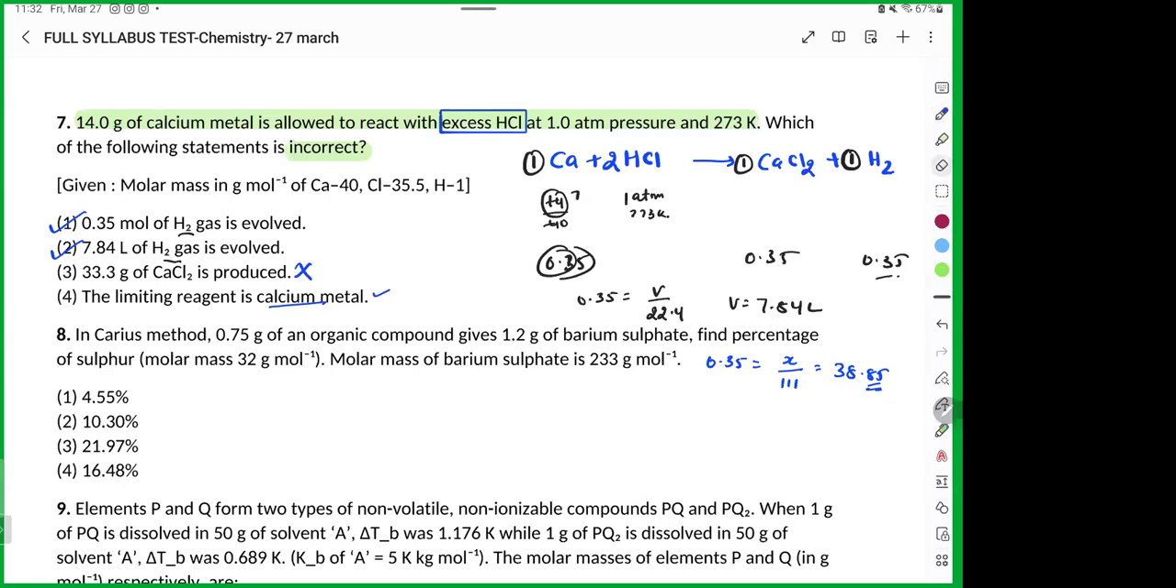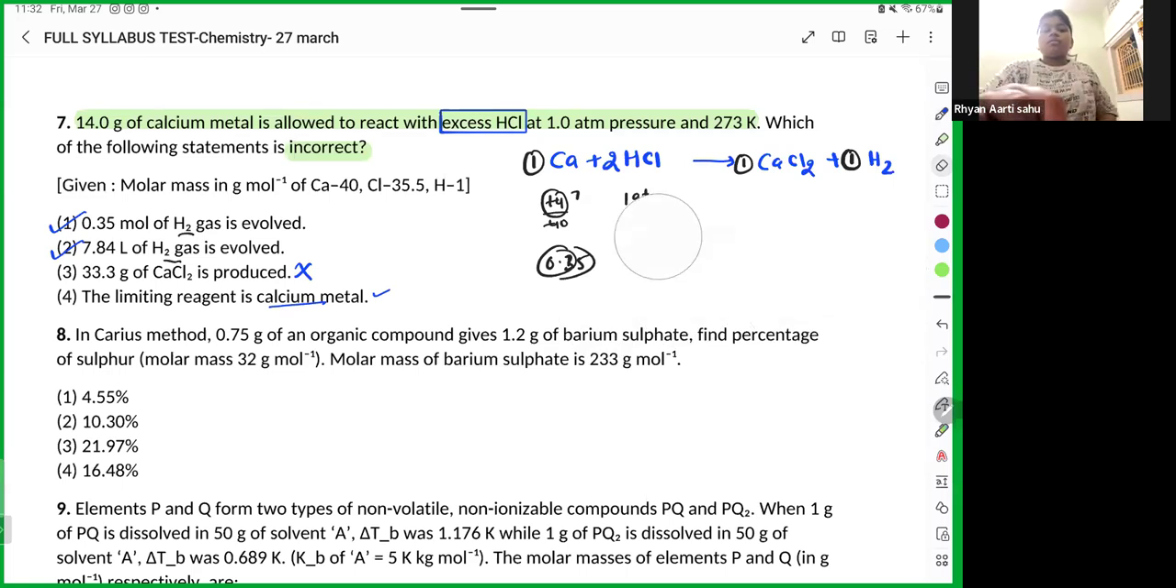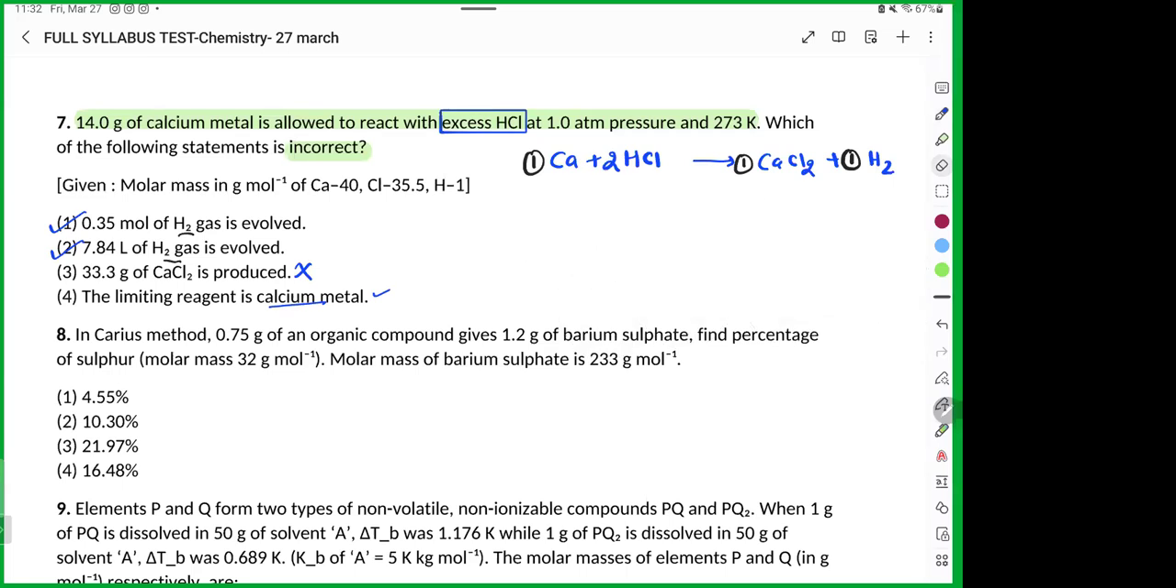Sir, can you explain again? I am just confused. Sure, Ryan. If you don't understand, पहले तो हमने इसमें reaction लिखी. After writing the reaction, what we did: 14 gram of calcium is given, so calculate the number of mole of calcium. Question already mentioned कि HCl is excess. If it is excess, then this is a limiting reagent.